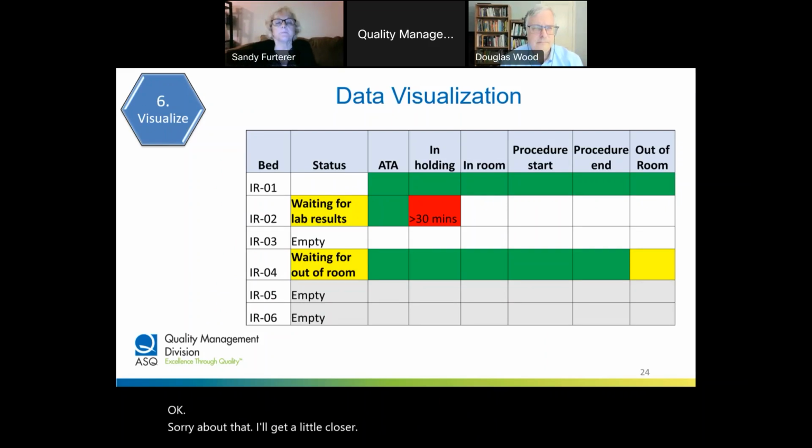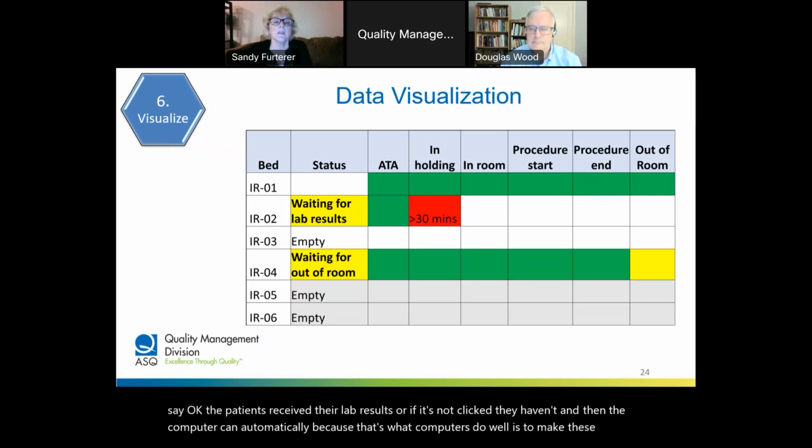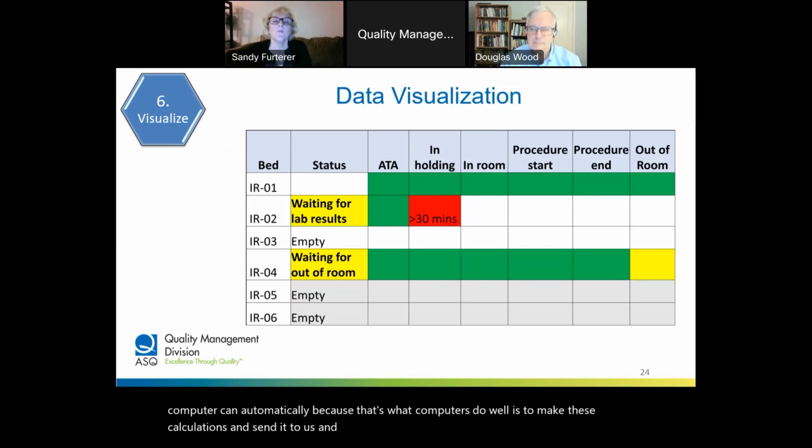So what this showed was, for each bed, you could see exactly, pulled from the database, where the patient was in the process. As you click those different fields in the database, you can say, okay, the patient received their lab results, or if it's not clicked, they haven't. And then the computer can automatically, because that's what computers do well, make these calculations and show us that, hey, we've been waiting for lab results for about 30 minutes. You can put those alerts in, define those, and display this where everybody can see it so that everybody can help to get the patient back on schedule.